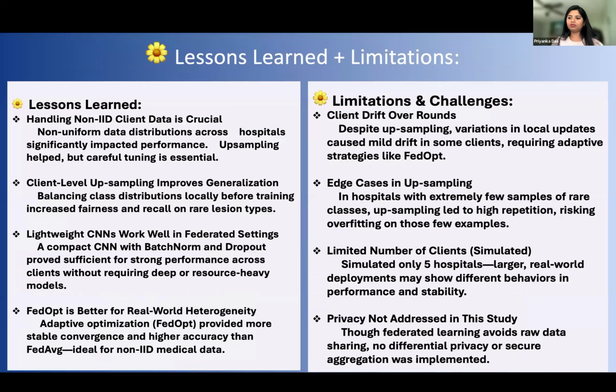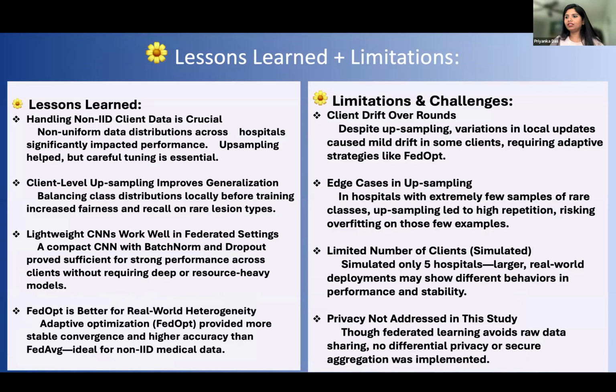To wrap up, let's go over some of the key lessons learned and limitations of the study. So these were the lessons learned. First, I found that handling non-IID client data is absolutely critical. Hospitals had different data distributions, which greatly affected model performance. Upsampling did help, but it required careful tuning. It is not a one size fits all solution.